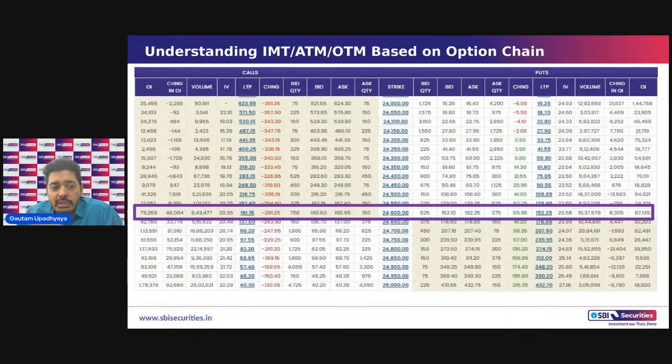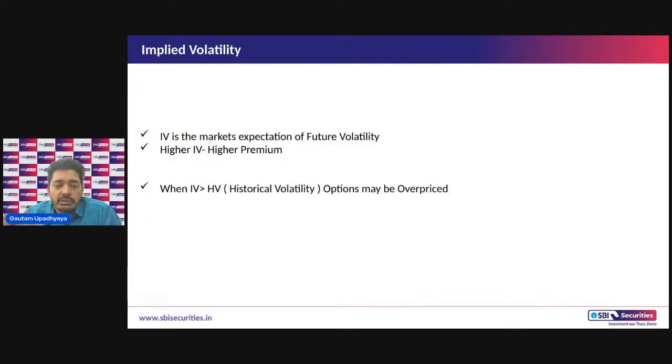IV जब भी बढ़ता है market में, the option premiums tend to become expensive. So it is just the option sellers which are pricing in the volatility in the market, and that's how the IVs tend to increase and decrease based on demand and supply, based on the volatility in the market.